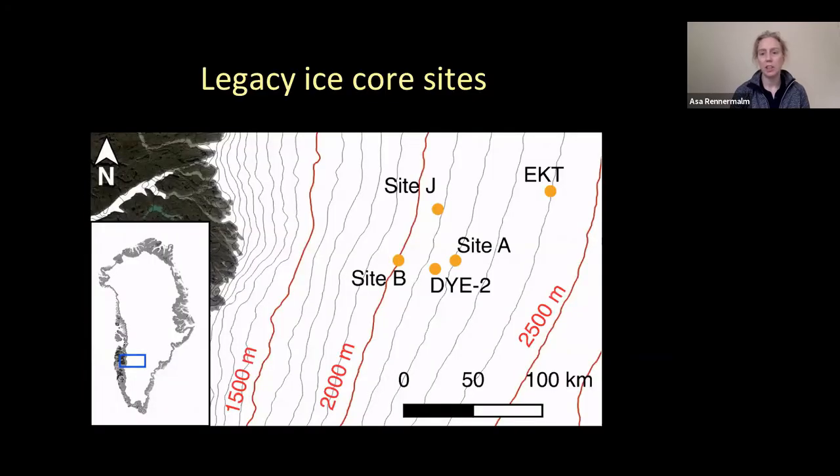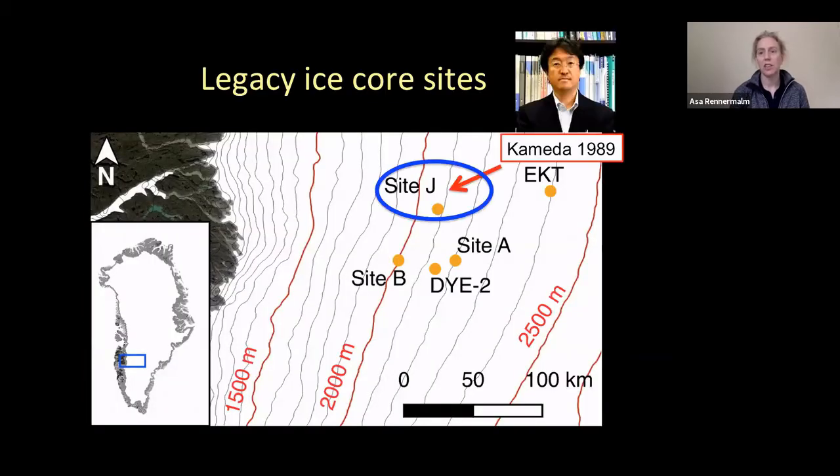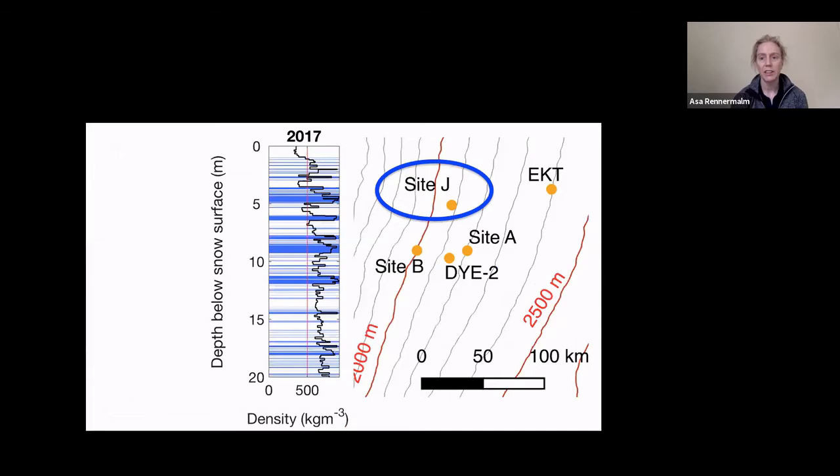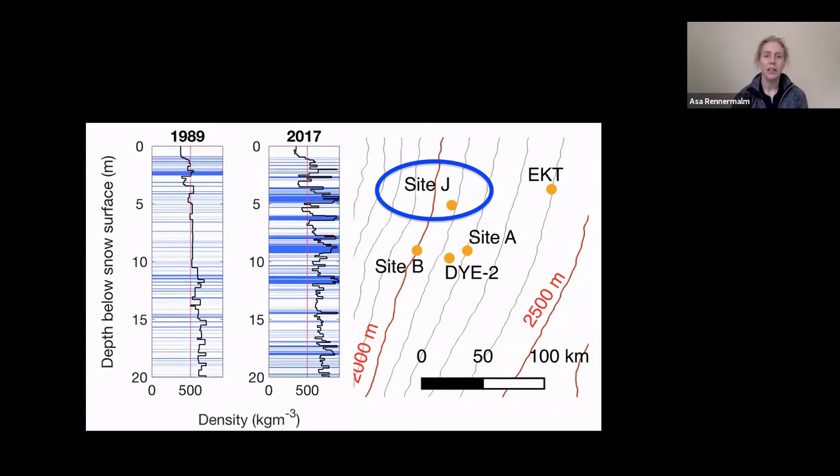And specifically, it's at 2 locations. At Site J, there was a Japanese team in 1989, led by Takao Kameda. And then we have another team, part of the Park project, led by Ellen Mosley-Thompson, that was there in 98. So I'm going to show you a side-by-side comparison of these cores. Here's Site J. This is the core that I already showed you from Site J that we collected in 2017. Here's the same site in 1989. And you can see they're very, very different.